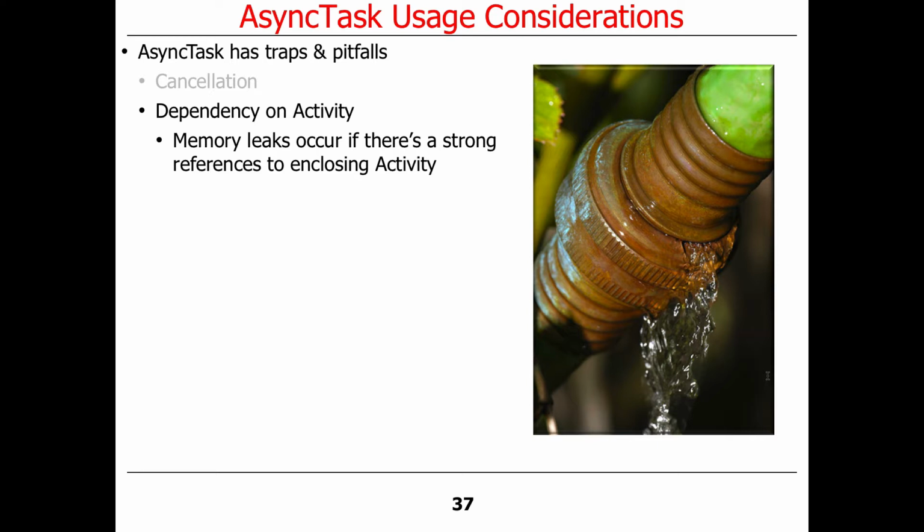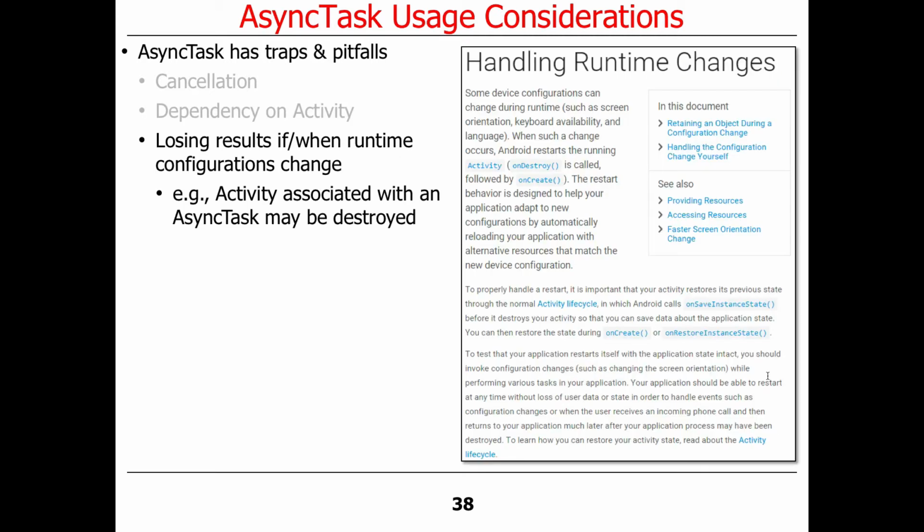Dependency on activities. So if you think about the purpose of async task in the context of Android, it's usually to allow an activity, which is how you interact with the user, to communicate with a computation that runs in the background. And if you're not careful, you can end up with so-called memory leaks if there are so-called strong references to the enclosing activity. So you can have these leaks. And so there's a bunch of tricks to work around that, basically having to do with using weak references.